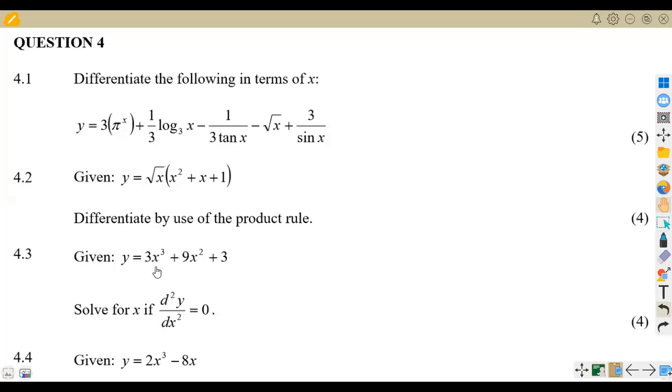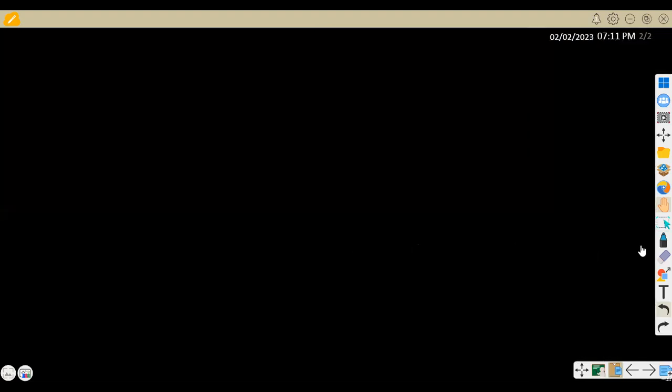So on 4.1, not wasting much time, from the question paper of November 2016, we are given to differentiate the following in terms of x. So that's an expression for y that we are given. Always when you are differentiating, try by all means to rewrite in a format that you can actually differentiate. So I'm just going to rewrite our expression, then we can have the best format for us to differentiate this. We're given that y is equivalent to 3 pi to the exponent of x.